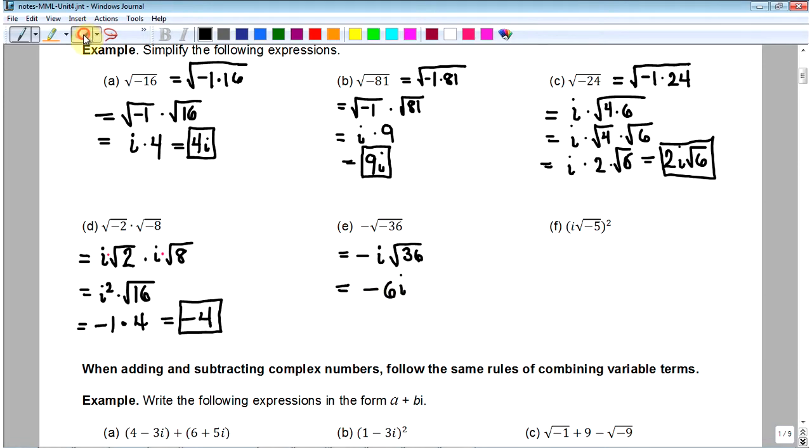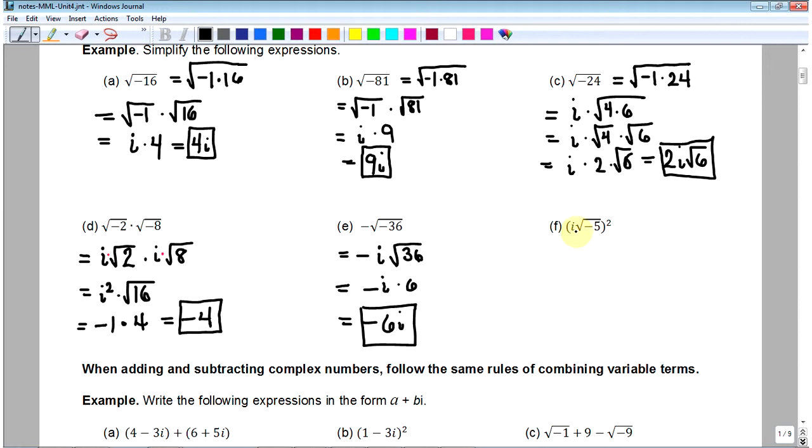Okay, if you wanted to, let me throw in an extra step, just in case this would be helpful for somebody. So we have -i times the square root of 36, which is 6, and then we just write it in a better form, -6i.